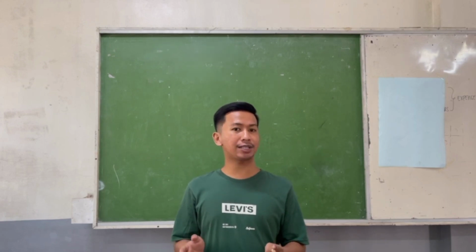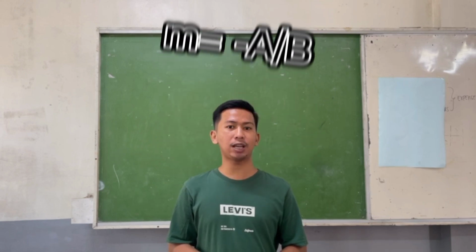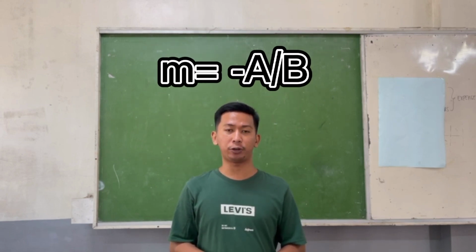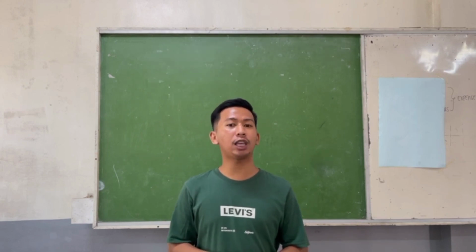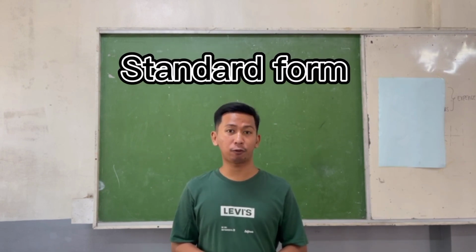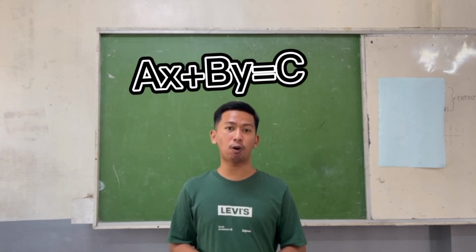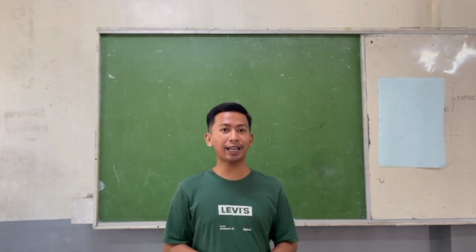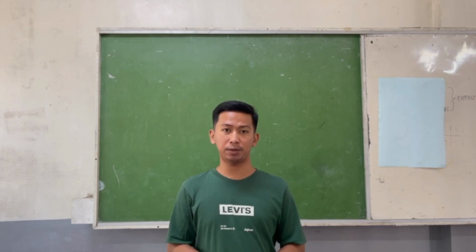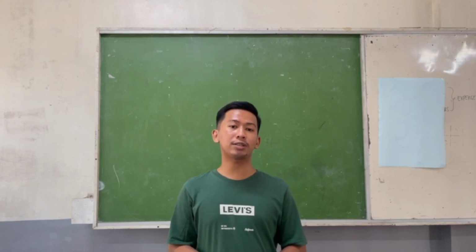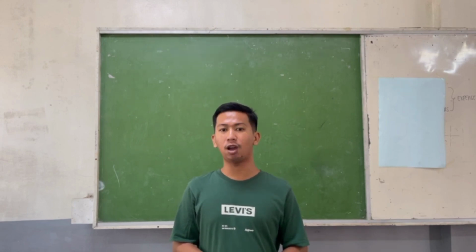For identifying the slope given an equation, you will use now the formula m is equal to negative a over b. The first step that you need to follow is that you have to write the equation of the line in standard form. And the standard form is ax plus by is equal to c. Second is determine the values of the coefficients of a and b. And lastly, you are going to substitute the values to the formula m is equal to negative a over b.